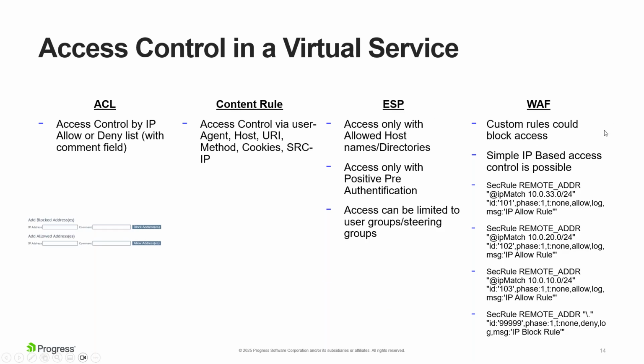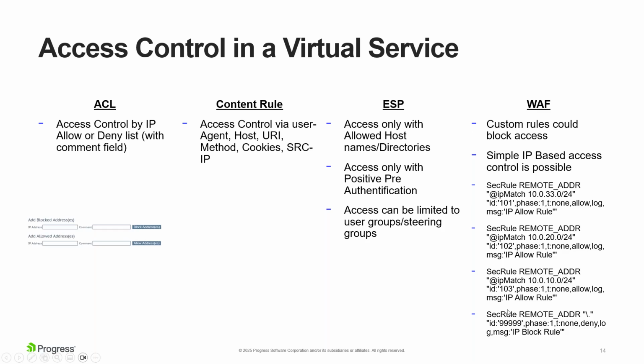And another option to limit your access to your application is the web application firewall. You get this obviously by purchasing Enterprise Plus support. But there you can create custom rules to block access. So if you know your application and you know who should get access, you could deny everyone else. But you can also use a simple IP-based access control as well, like we did with the ACLs beforehand.